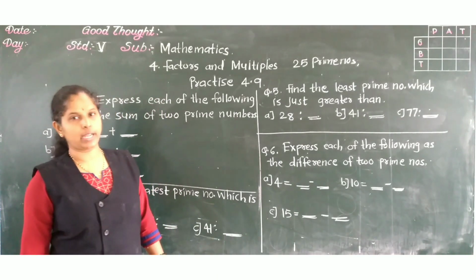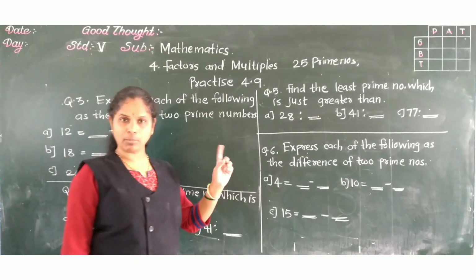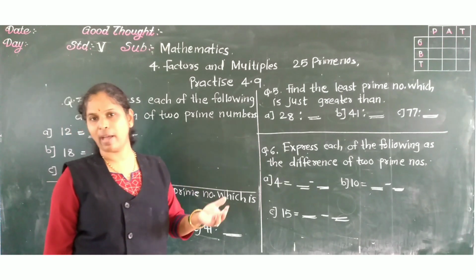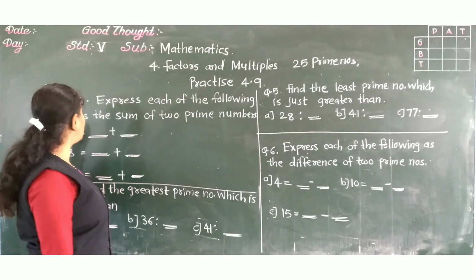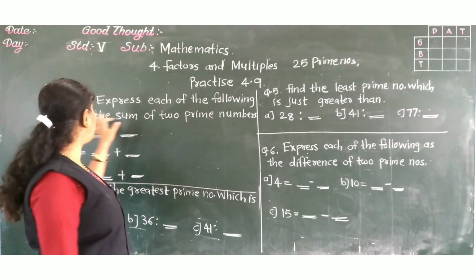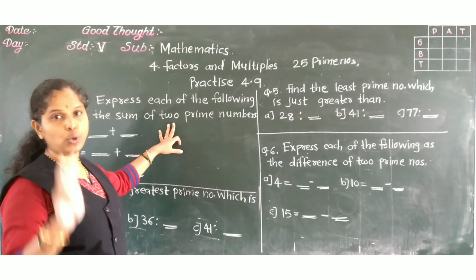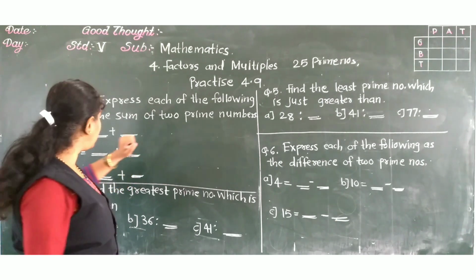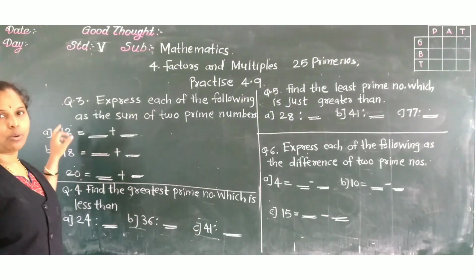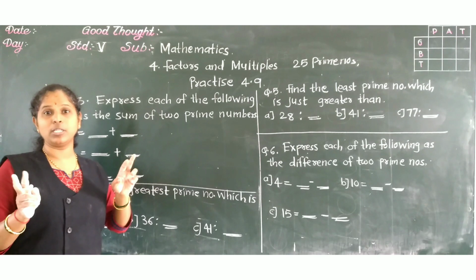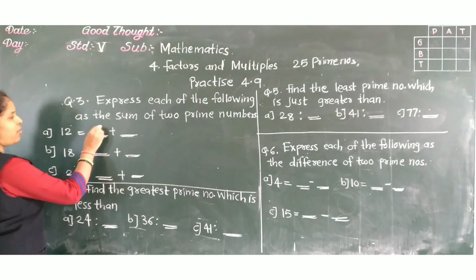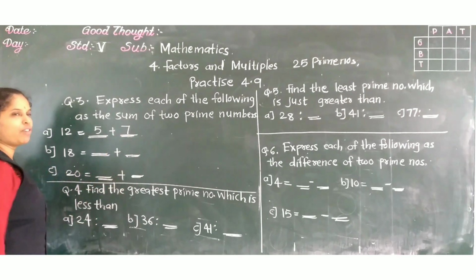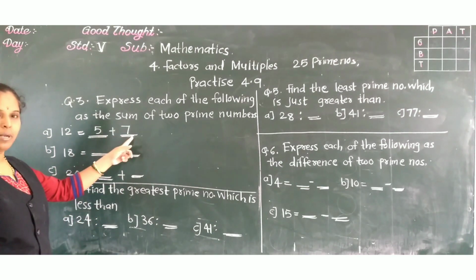Practice 4.9. Dear students, question number 1 and question number 2 you will have to solve by yourself. Now I will show you question number 3. Express each of the following as the sum of two prime numbers. How to write that here? 12. Now, which two prime numbers when we add we get 12? See here, very simple. 5 plus 7. 5 plus 7, 12. Both are prime numbers.